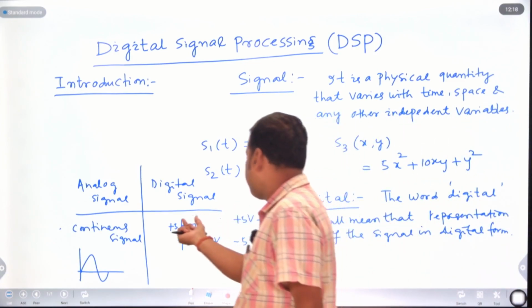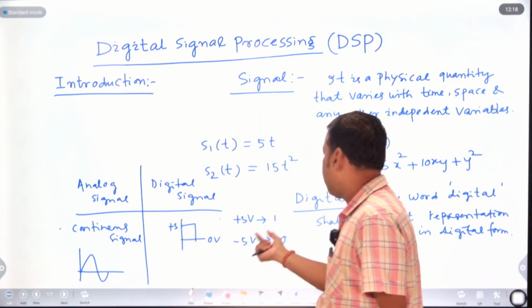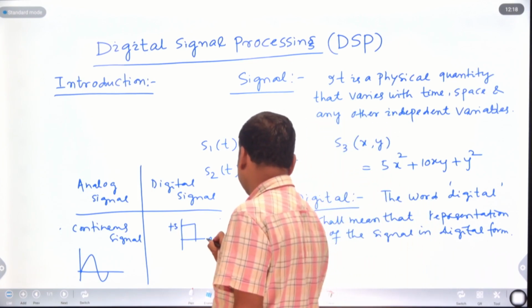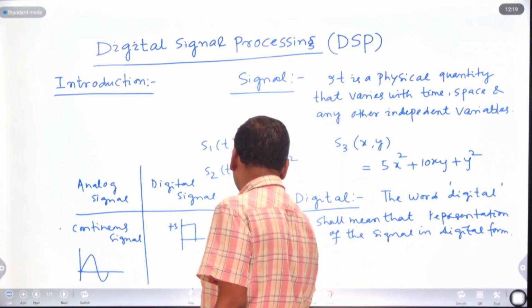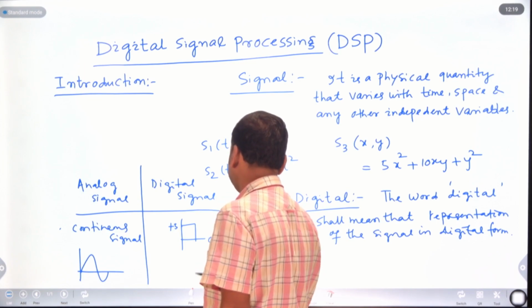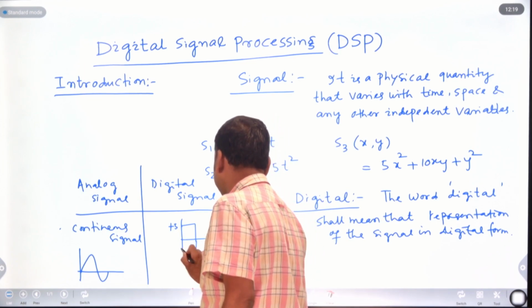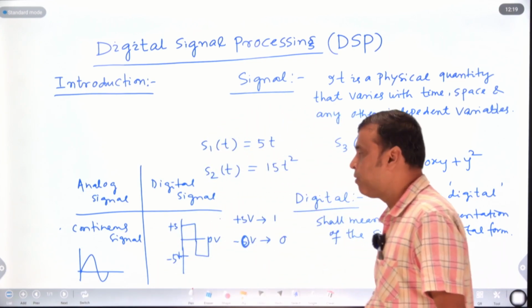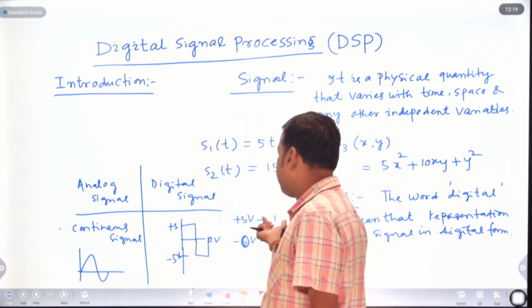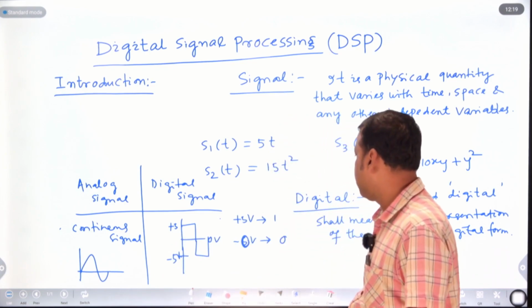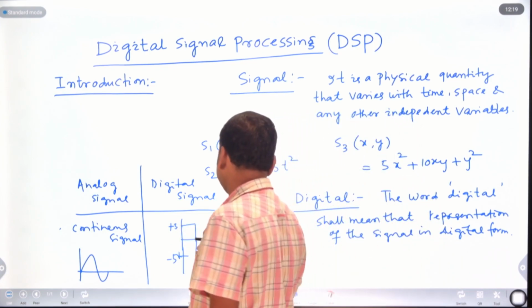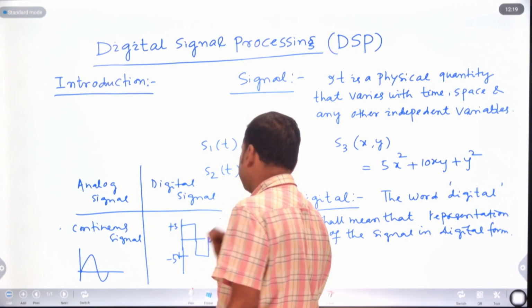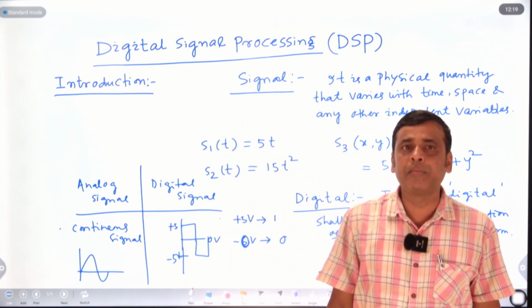So plus 5 volt can be represented by binary 1, and 0 volt can be represented by binary 0. If the pulse is like this, one at plus 5 volt and another at minus 5 volt, plus 5 volt can be represented by binary 1 and minus 5 volt by binary 0. If it is only plus 5 volt and 0 volt, plus 5 volt can be represented by binary 1 and 0 volt by binary 0.